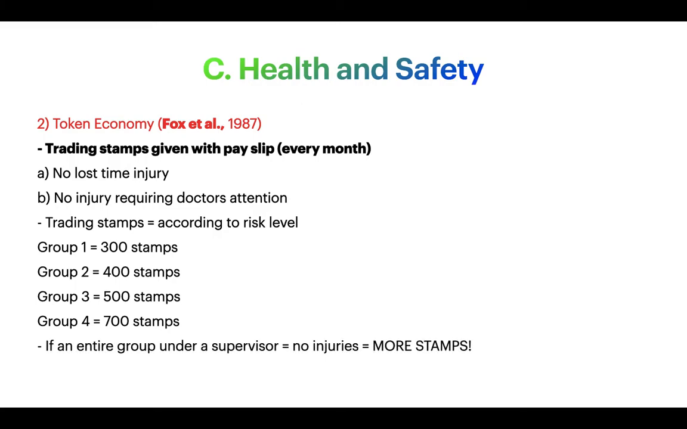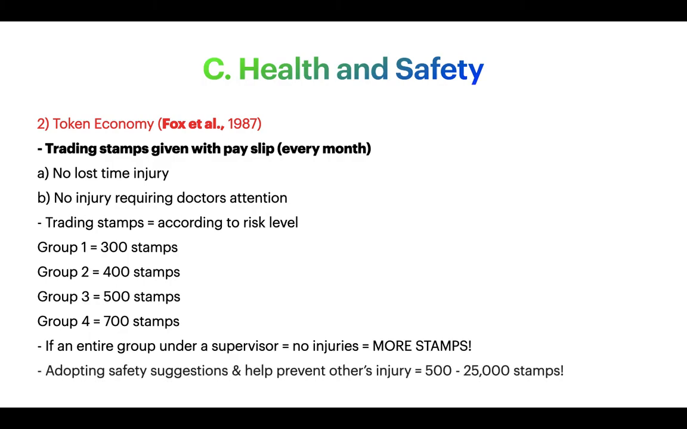If an entire group under a supervisor got no injuries, they get more stamps. So it's like a reward, right? It's a reward. If you don't get any injuries, everybody works well together, guess what? More stamps. And if you adopted safety suggestions or you helped to prevent injury for others, you got 500 to sometimes even up to 25,000 stamps.